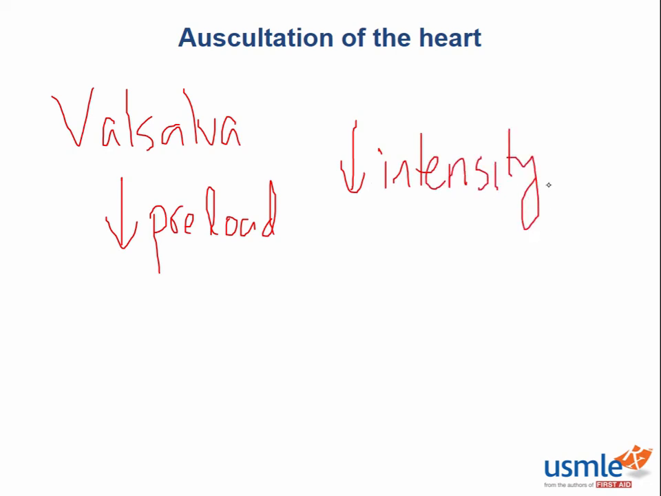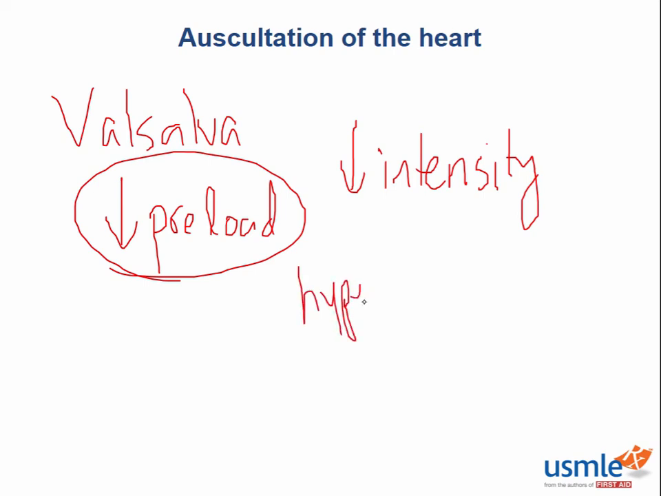Going back to our principle of flow being proportional to intensity of the murmur, when you have a decrease in preload, there's a decrease in blood flow across the heart valves, resulting in a decrease in intensity of most murmurs. The one murmur in which the intensity is increased is in hypertrophic cardiomyopathy.